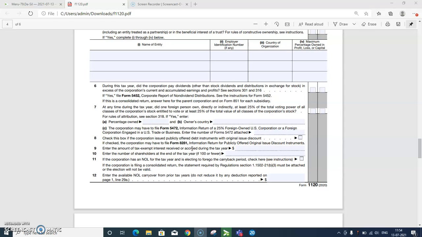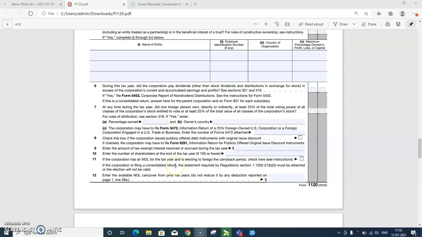Please enter the number of shareholders at the end of the tax year if 100 or fewer on line number 10. Generally, if the corporation has an NOL in 2020, it can generally elect to waive the entire carryback period for the NOL and instead carry the NOL forward to future tax years. To do so, check the box on line 11 and file the tax return by its due date, including extension. Do not attach the statement described in temporary regulation section 301.9100. Generally, once made, the election is irrevocable.